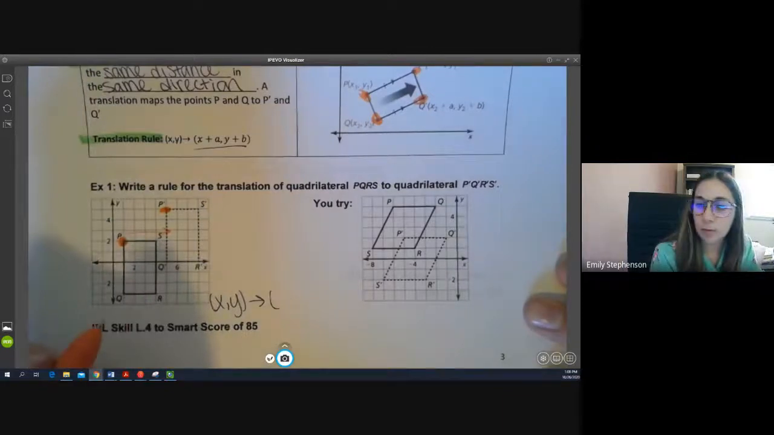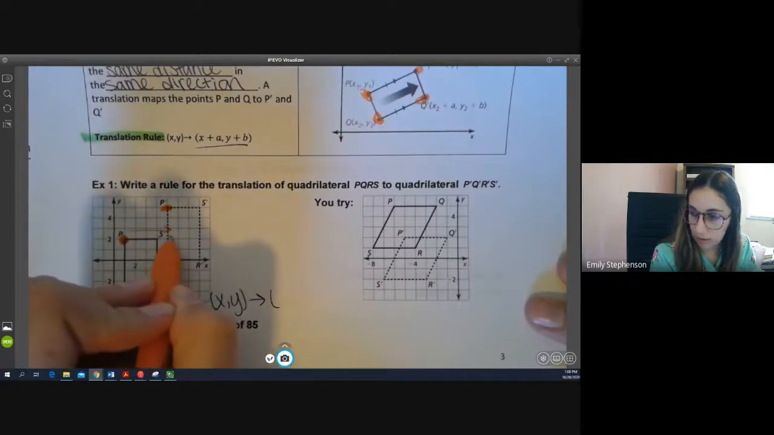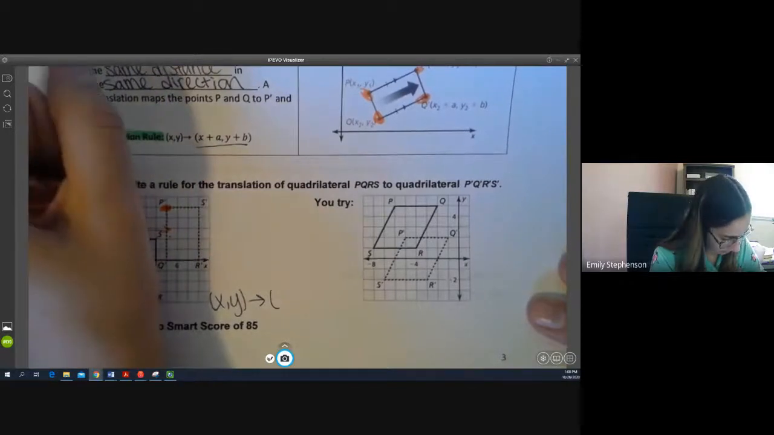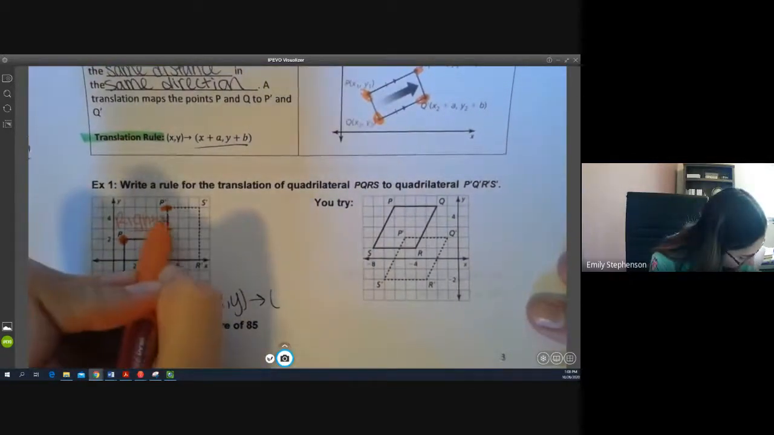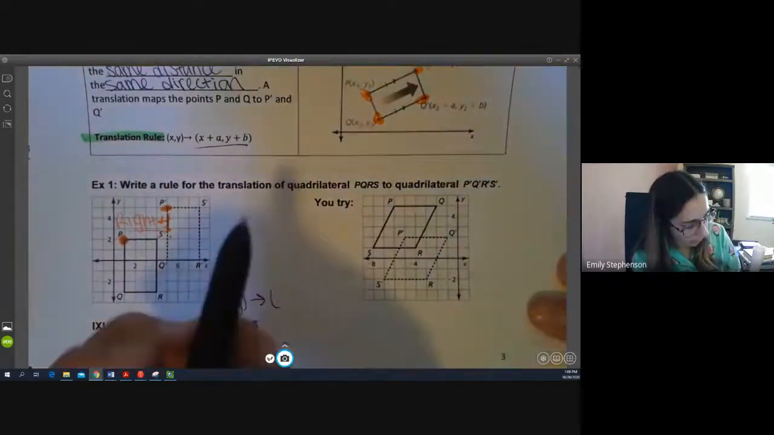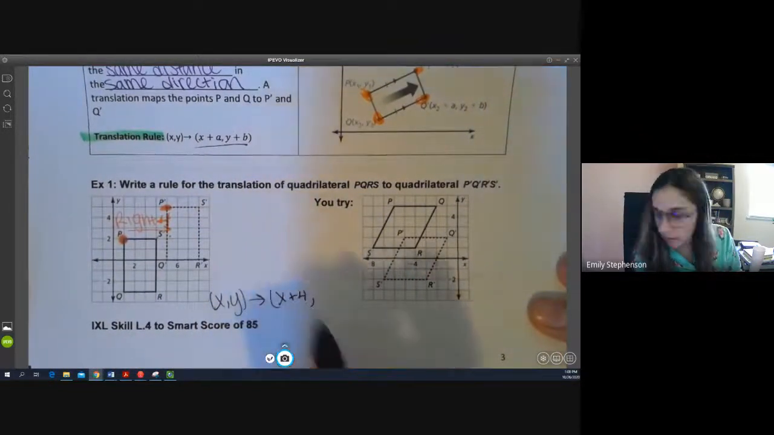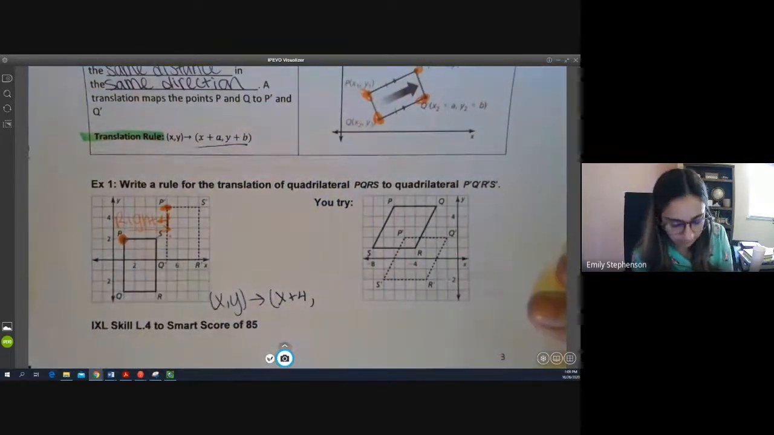Okay, I'm going to count specifically how many units it went. It went 1, 2, 3, 4. So P went to the right 4. If I go to the right, that's going to be a positive A value. So I'm going to have X plus 4 because I went 4 over this way.